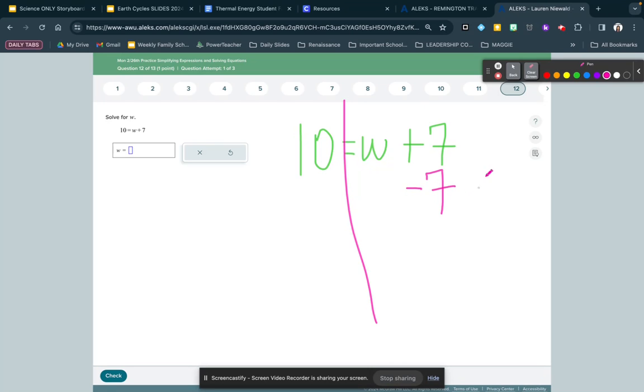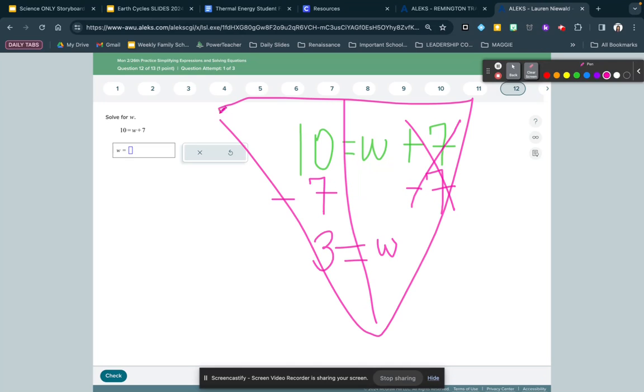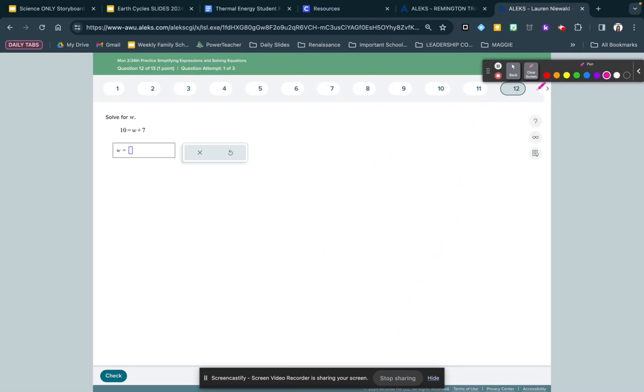And whatever you do to one side to cancel out, because you want your variable isolated all by itself, right, so you can figure out what the answer is. Whatever you do to one side, you have to do to the other. So if I subtract 7 over there, I have to subtract 7 over here. And that is how you show your work. Yes, we probably all knew it was 3 right off the bat, but this is how you show your work in algebra. Okay, so we're getting comfortable with that.